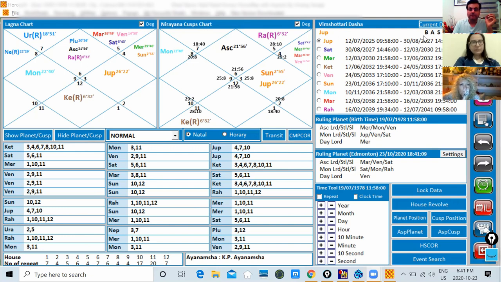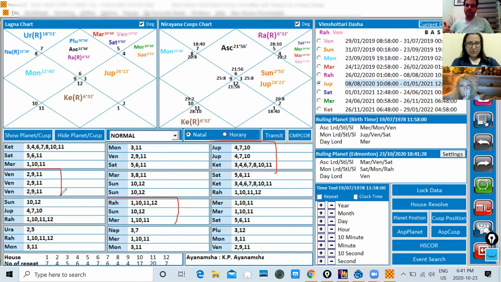Now, Rahu and Venus and Jupiter. Rahu, Venus and Jupiter. How is this period for her relationship? So, Nabila, you want to try? How is this period, the current period, which is from 8-8, August of 2020 till 1st of January, what do you see in a relationship? Do you see any highs and lows?